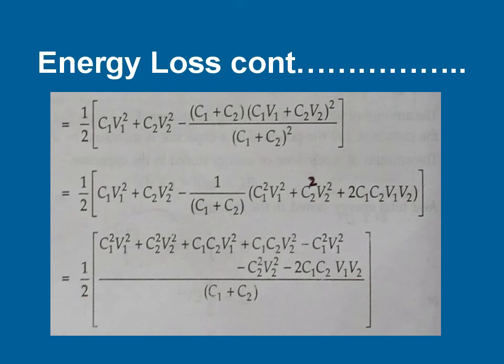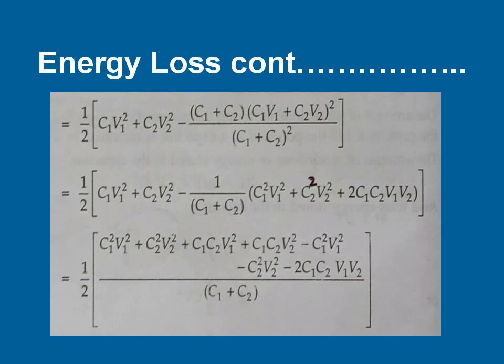Now you have to expand this bracket by using the formula. As you know that A plus B whole square is nothing but A square plus B square plus 2 times AB. Here the value of A square is nothing but C1 square V1 square. In place of B square, what you get? C2 square V2 square. And in place of 2AB, what you get? 2 times C1 V1 into C2 V2. Now, next step, take the LCM of C1 plus C2 and solve the equation.